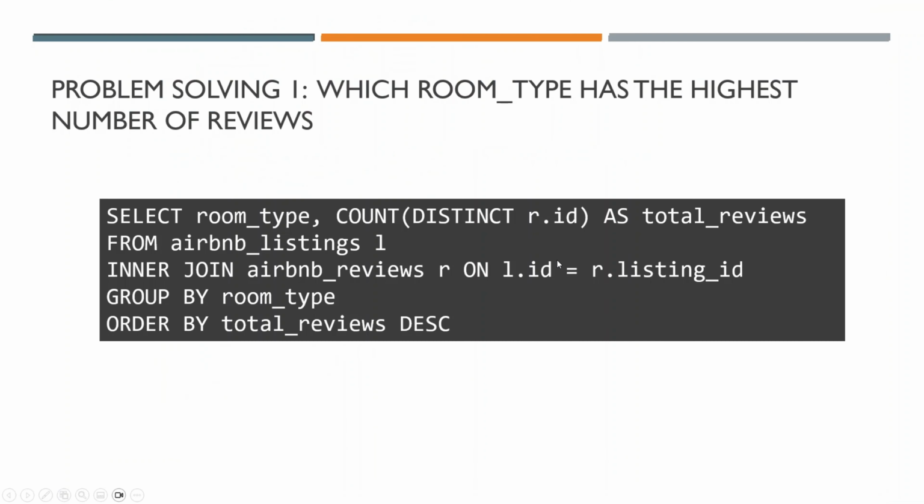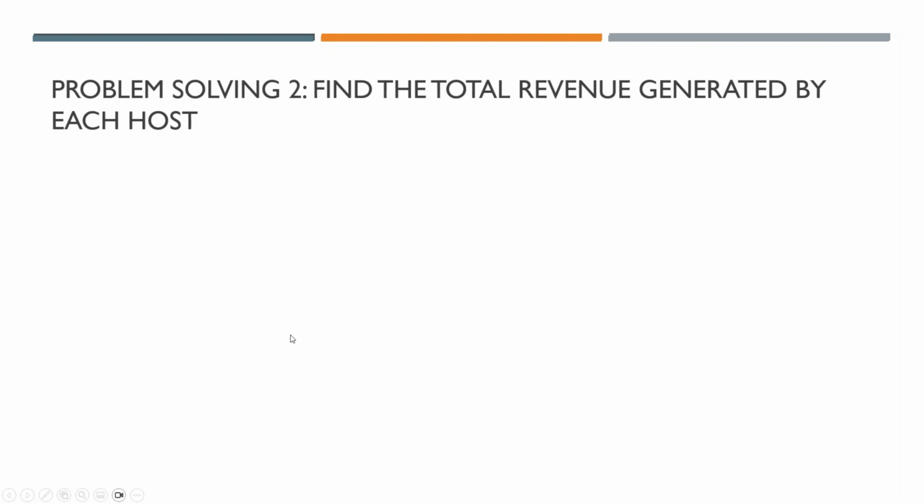Now, this is what your query should look like when you are done. So you are selecting room type, you are counting your distinct ID, total review, and then you are joining review table with your listing table. So let's look at another problem solving. We want to find the total revenue generated by each host. How much revenue was generated by each host?